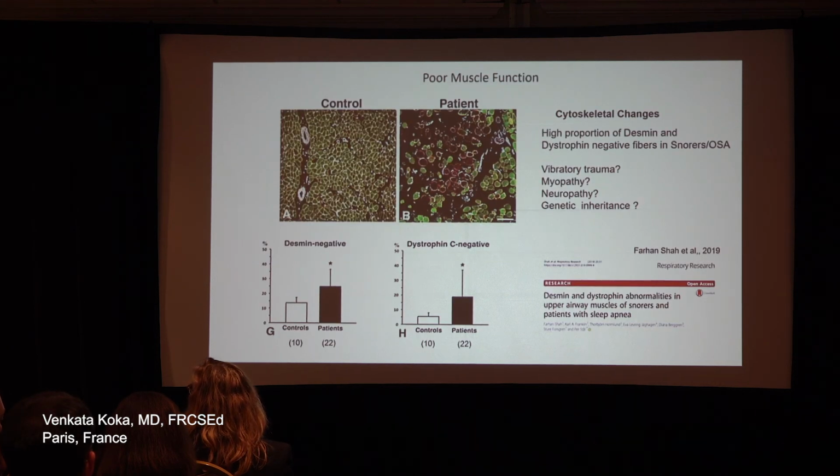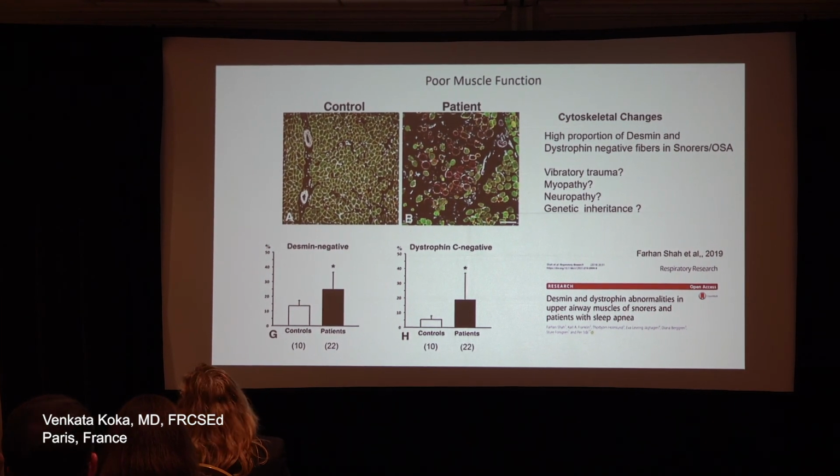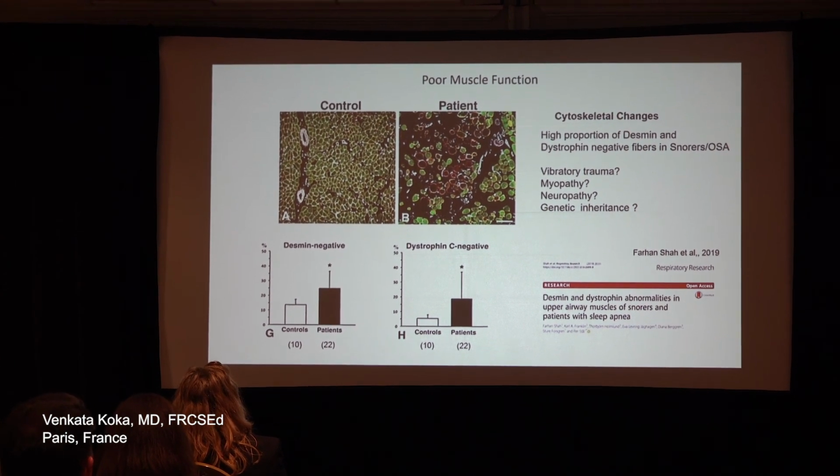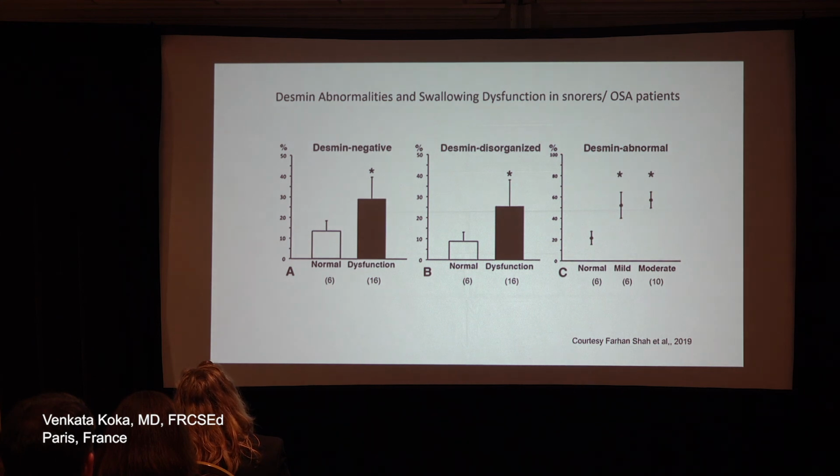Here, I'll go faster. This is histological analysis. There is a disciplined pattern, especially in the type 1 fibers, and they don't show it. The dystrophin anomalies are very much seen in smokers and OSA patients. This is normal, mild, and moderate. It's not OSA; it is normal subjects, mild OSA, and moderate OSA. These abnormalities are found in mild and moderate much more in the OSA.